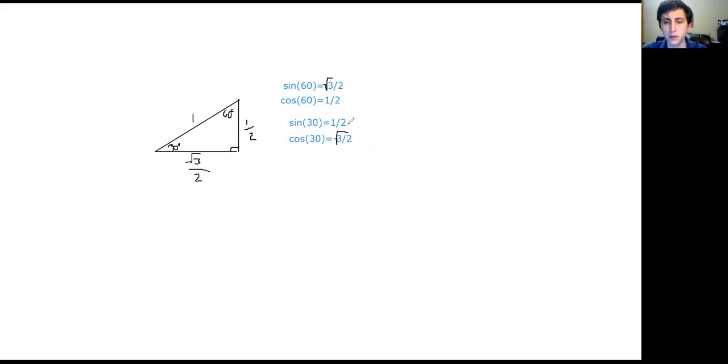Okay, these are very common values, and again, flashcards would really help you. These should be automatic or close to it. So this is one triangle, with some values here.